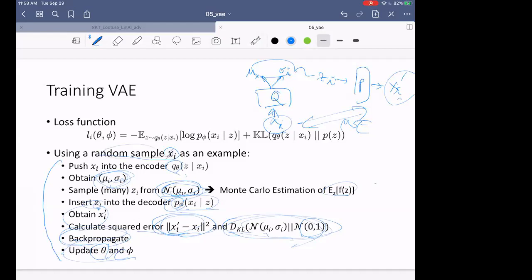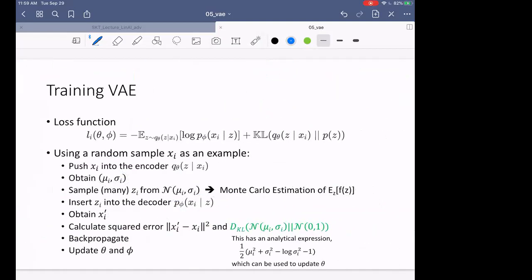That's your training step. And I hope that you can imagine how you would write code in PyTorch to do this. I hope that you're familiar enough with PyTorch that you can imagine how you would go about implementing a VAE given this training step. Yeah, there's only one thing.